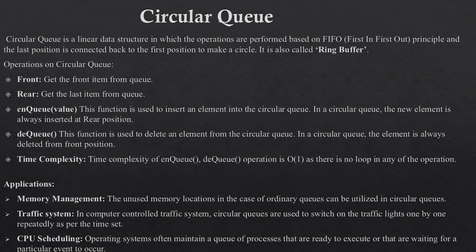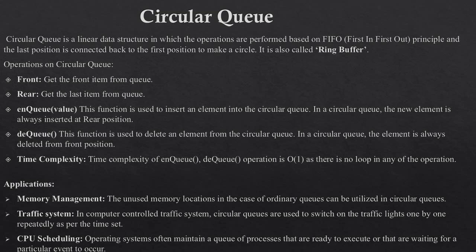Circular queue is a linear data structure in which operations are performed on the basis of the FIFO, that is first in first out principle. The last position is connected back to the first position to make a circle. It is also called a ring buffer. The operations on a circular queue are front, rear, ENQ, DEQ, and time complexity.